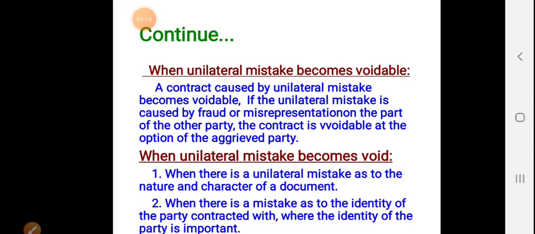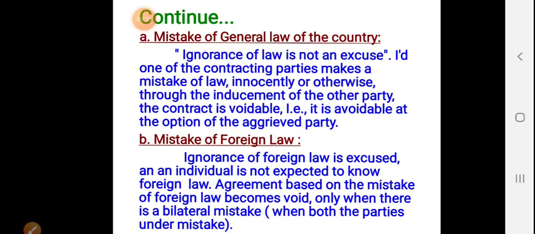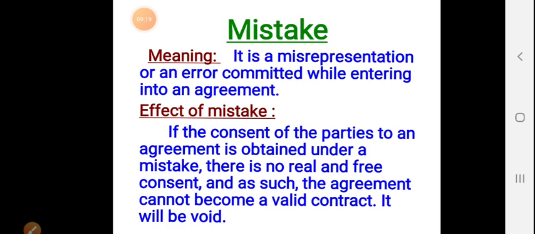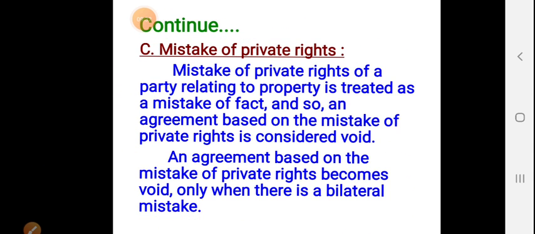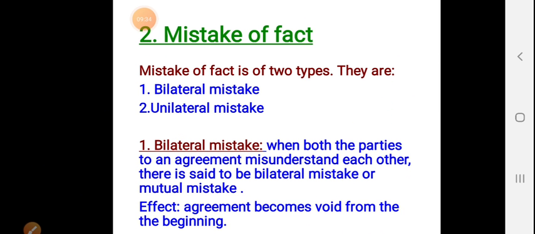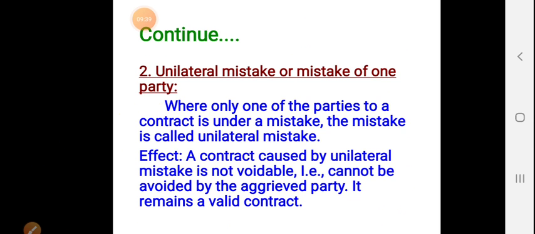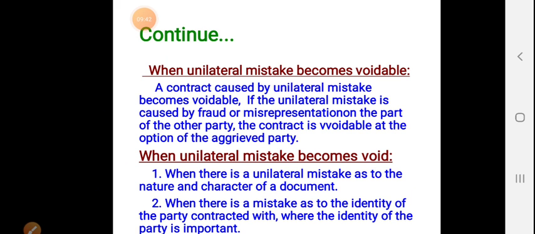This is about the mistake. Under mistake it's very easy. Mistake: meaning, effect, and the types: mistake of law and mistake of fact. Under mistake of law: the general law of the country, foreign law, and private rights. Next, mistake of fact, under that bilateral mistake and unilateral mistake. And when the unilateral mistake becomes voidable, when there is fraud or misrepresentation, and when the unilateral mistake becomes void.